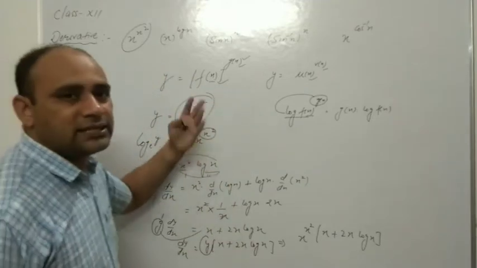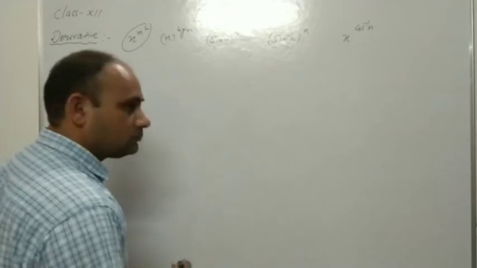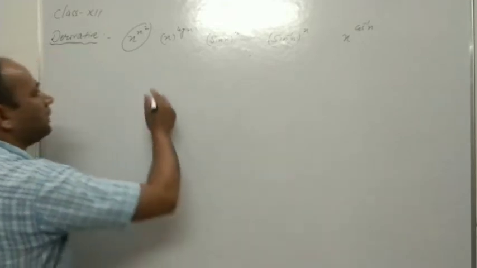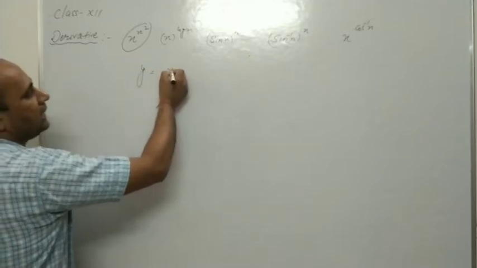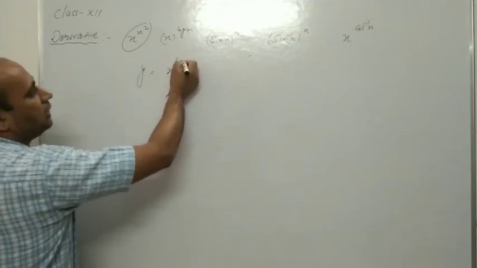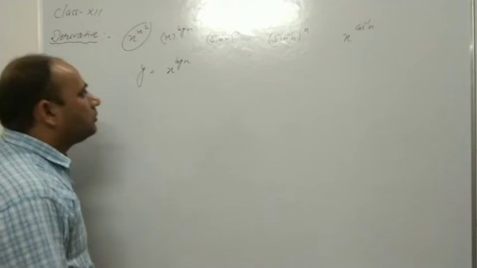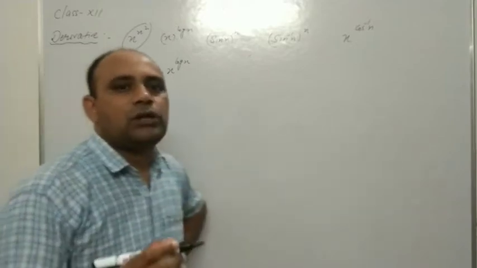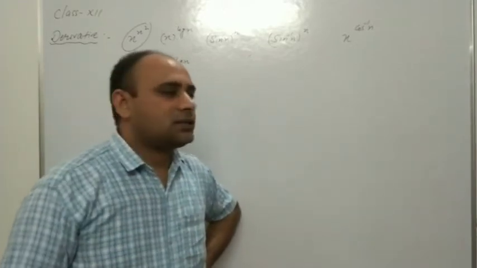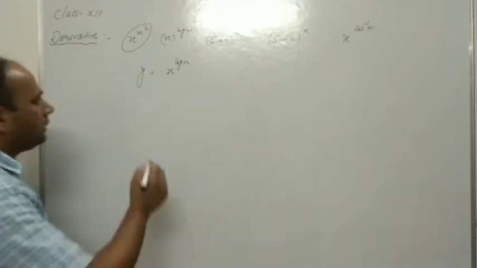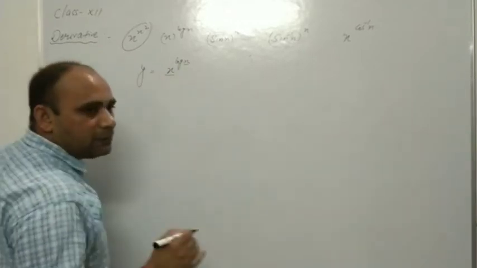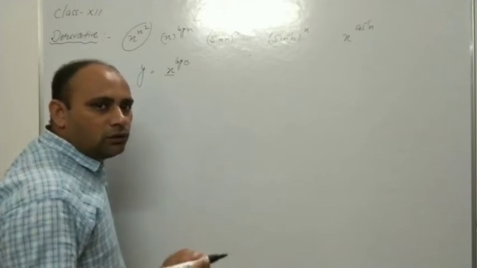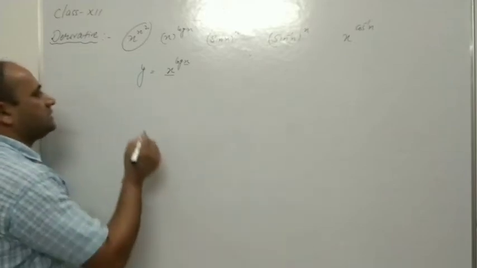Now let us see the next example. The next problem is y is equal to x raised to the power log x. So it is a function of x, and the power is also a function of x. So we will apply log on both sides with base e.